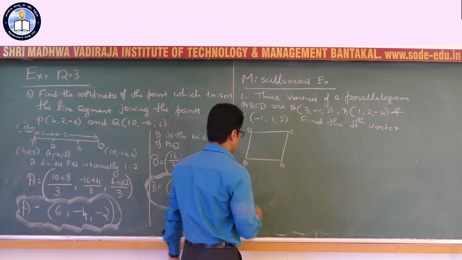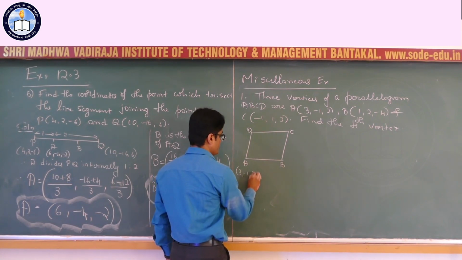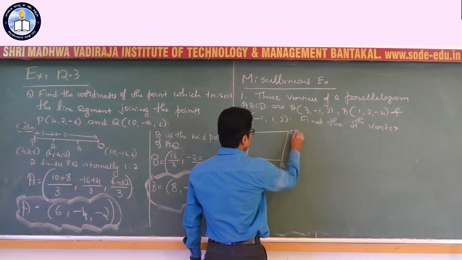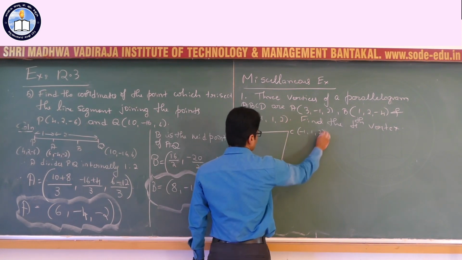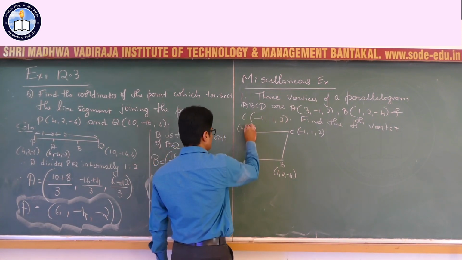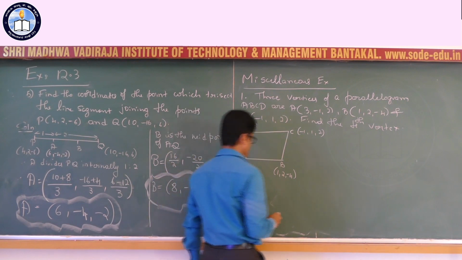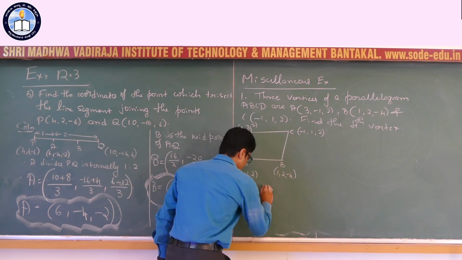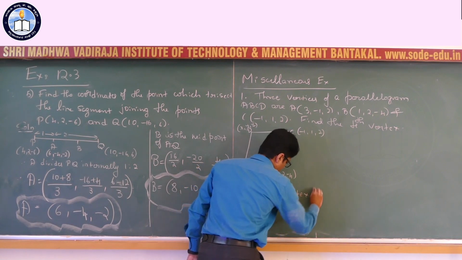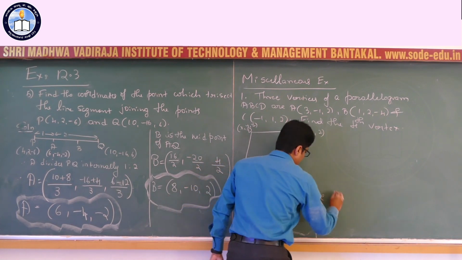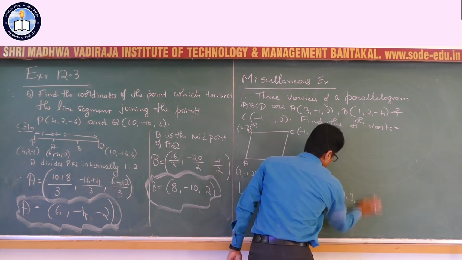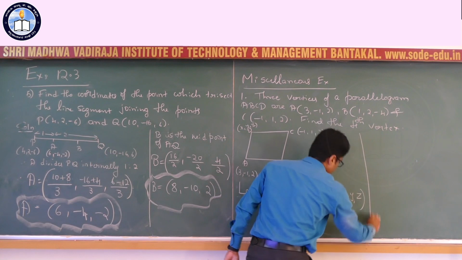So they mention the names also. A is given as 3, minus 1, 2. B is also given as 1, 2, minus 4. C is also given as minus 1, 1, 2. What is required? The fourth vertex. So we need to find the fourth vertex. Let it be x, y, z. So let the fourth vertex be D of x comma y comma z.